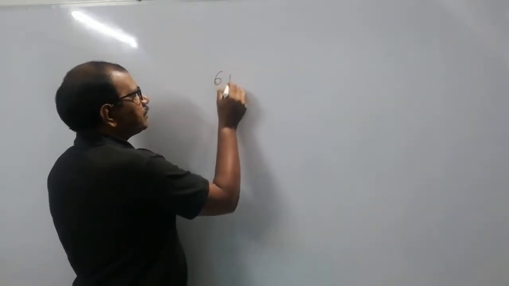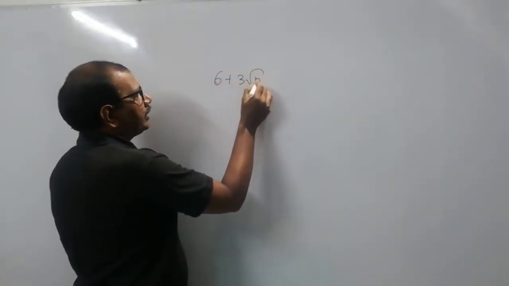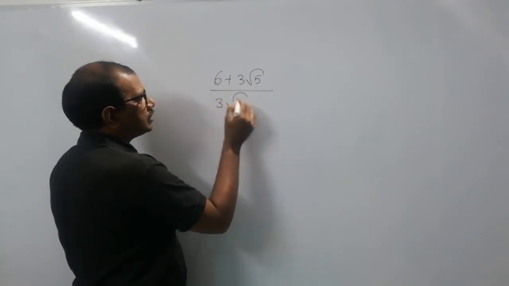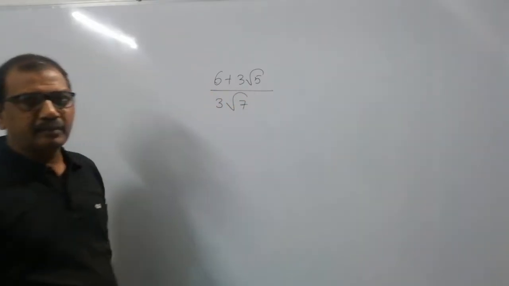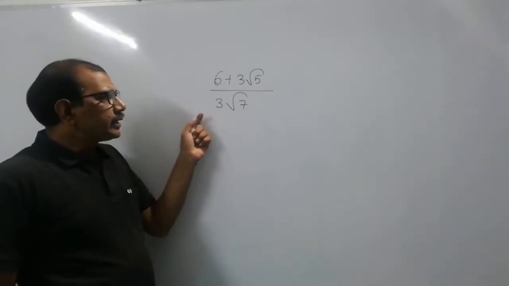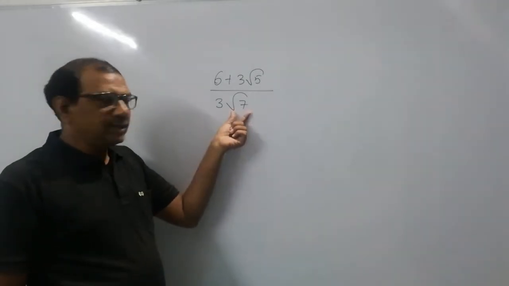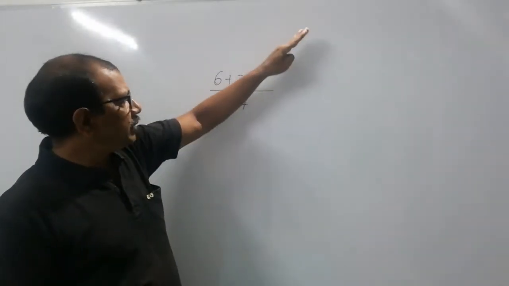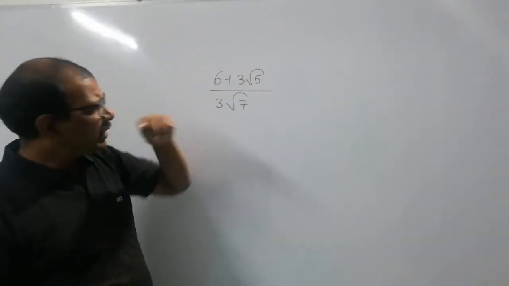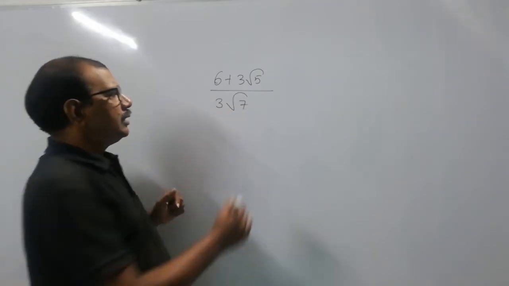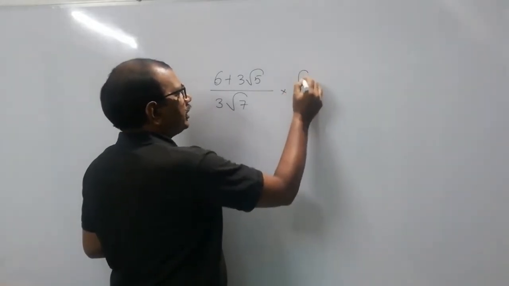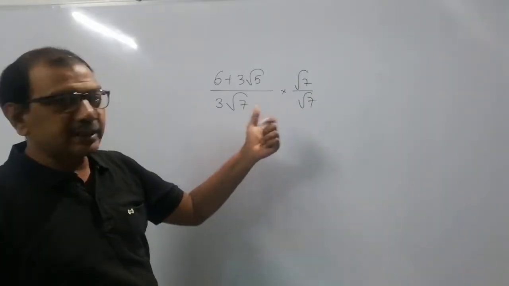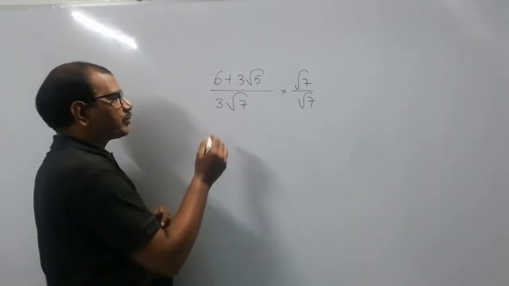So (6 plus 3 root 5) upon 3 root 7, say. Now the only irrational part of the denominator is root 7. 3 is already rational, so no need to multiply the numerator and denominator by 3 root 7. We can simply take the irrational part and multiply the numerator and denominator by the rationalizing factor. Here in this case it is root 7.